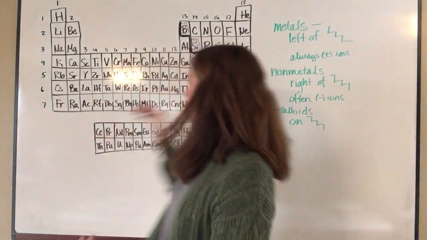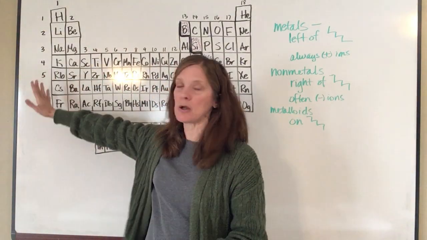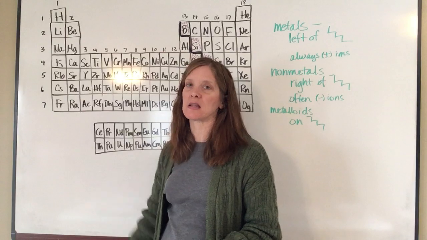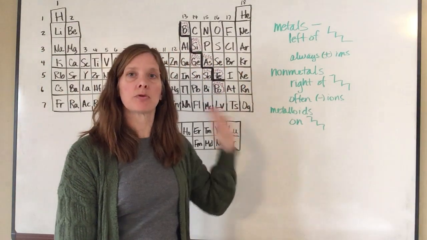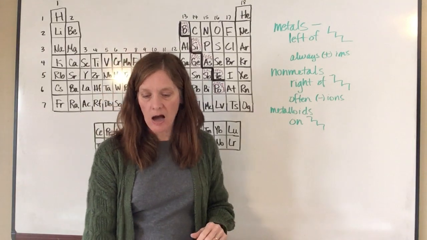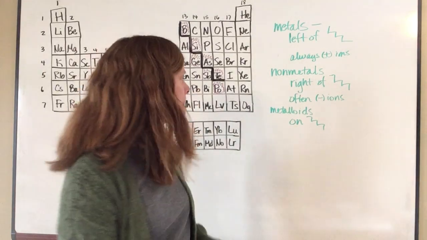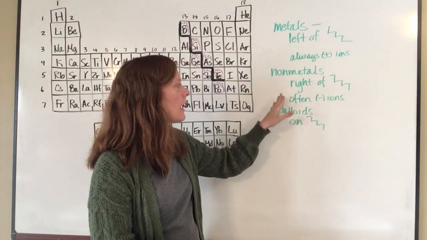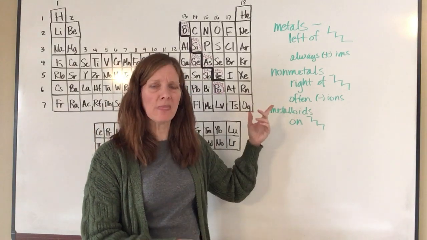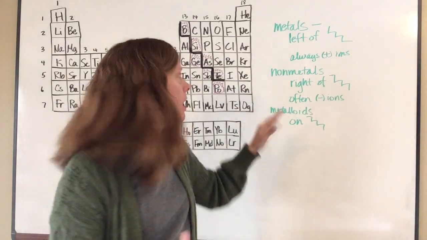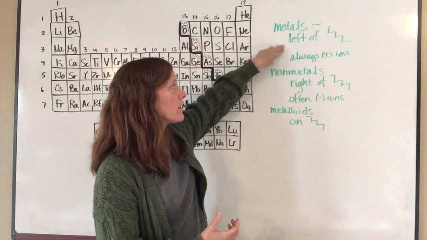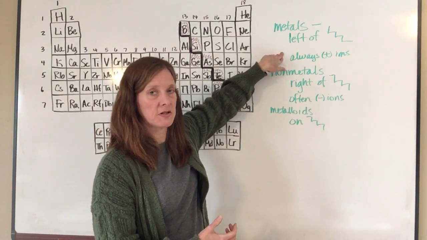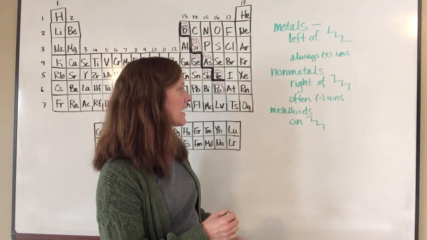Now, the further to the left that you go on the periodic table, the more it acts like a metal. The further you go to the right on the periodic table, the more it acts like a non-metal. Non-metals usually, and for the purposes of this class, are often going to form negative ions, and metals are always going to form positive ions, again, for the purposes of this class.